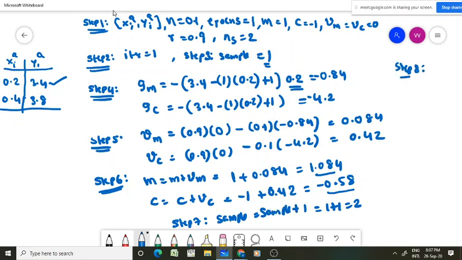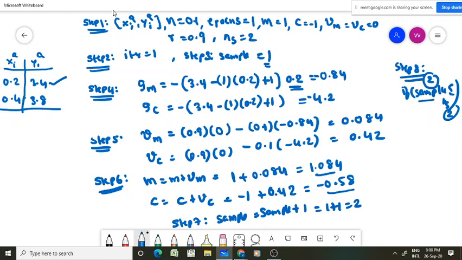Now go to step 8. In step 8, you have to compare your current sample with the number of samples. Your current sample is 2 and the number of samples is also 2. So the condition is satisfied, right? If this condition is true, you go to step number 4. We have to go to step 4.